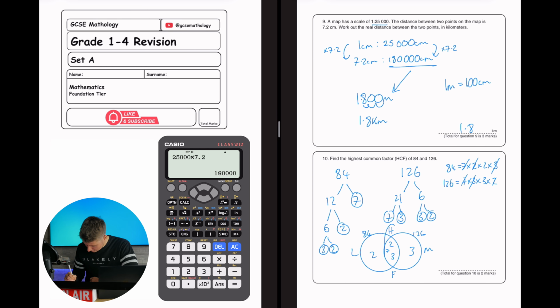So the highest common factor is everything in the middle multiplied together. So HCF is equal to 7 times 2 times 3. So 7 times 3 is 21, times 2 is 42. So 42 is the final answer.